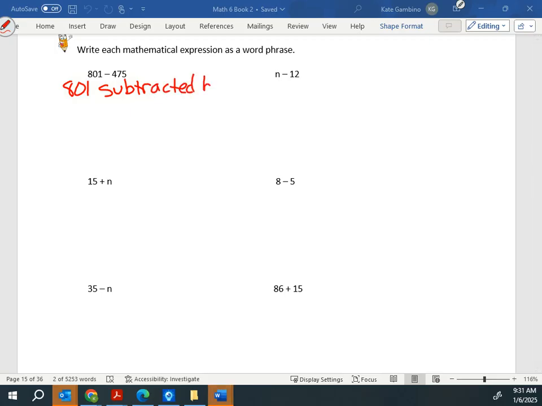$801 subtracted by 475. Okay. Is that the only answer we could have? What do you think? Is that the only way I could write this out, Aiden? No, because remember in that chart we had all those different words that we can use that mean subtraction. So what's another verbal phrase that we could put? Aiden?